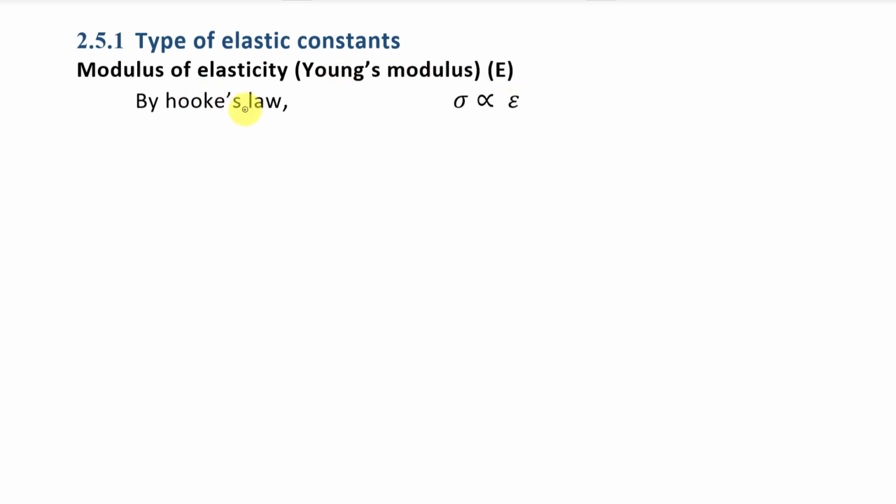We have understood Hooke's law for tension and compression, right? By Hooke's law we can say that stress is proportional to strain, means sigma is proportional to epsilon. And here we put constant E, which is the proportionality constant for this relationship. So it is sigma equal to E into epsilon. And here this E is called modulus of elasticity or Young's modulus, right? From here we can write that Young's modulus is equal to stress divided by strain.